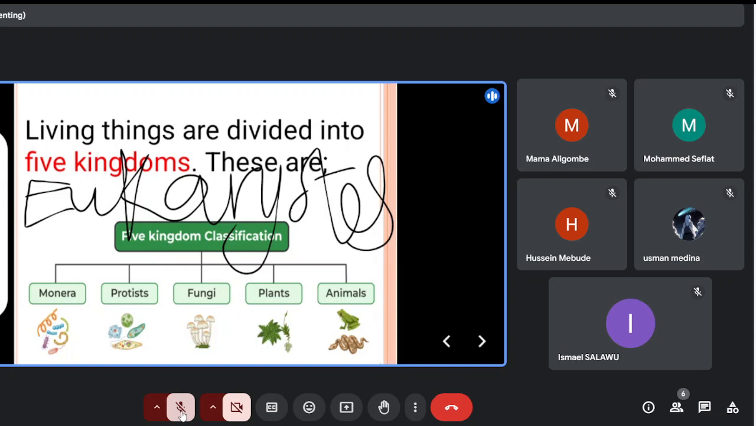Now we also mentioned fungi. We looked at fungi. Yes, there's something I also did not mention. In protists, some protists can undergo sexual reproduction, while most of them undergo asexual reproduction.